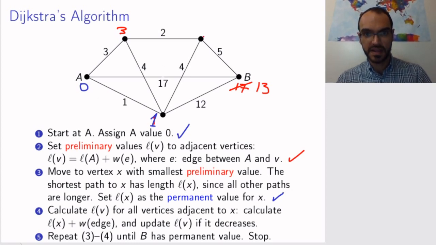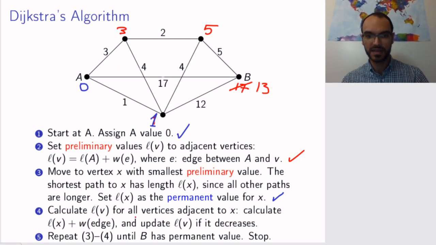This vertex has no value yet, so let's see. I have here 1, and then 1 plus 4 is 5. This vertex already has the value 3, but maybe I can do better. So from 1, if I add the length of this road, which is 4, 1 plus 4 is 5, but 5 isn't better than 3, so I don't change the value. I already have a shorter route to this point.